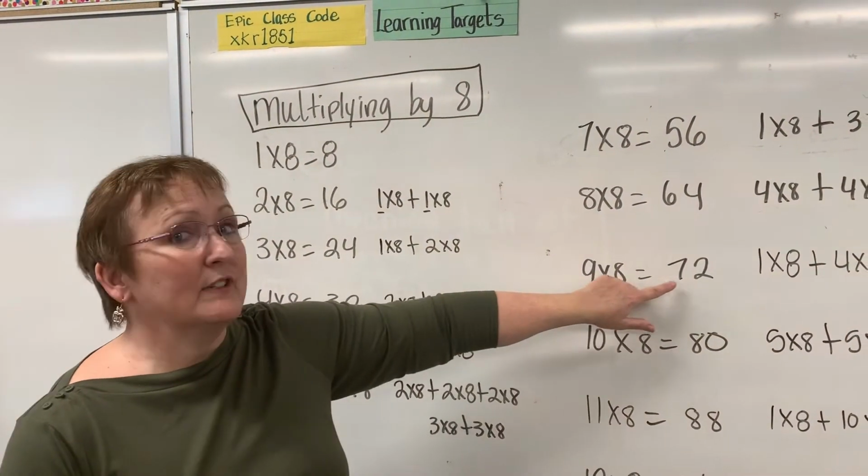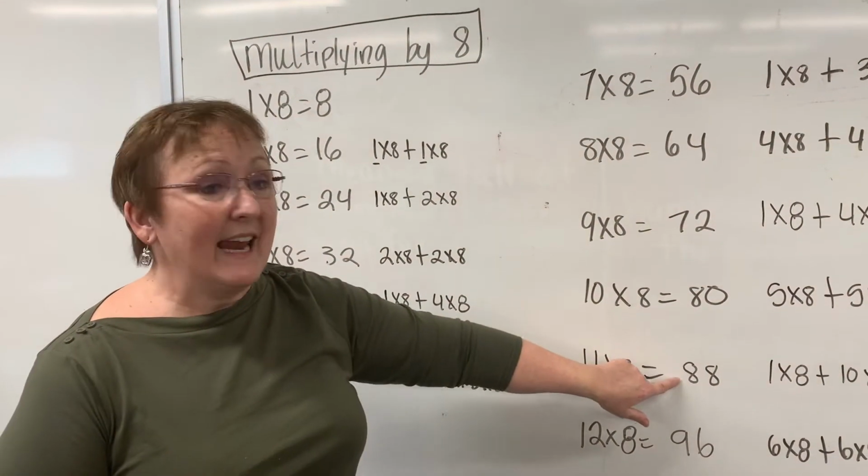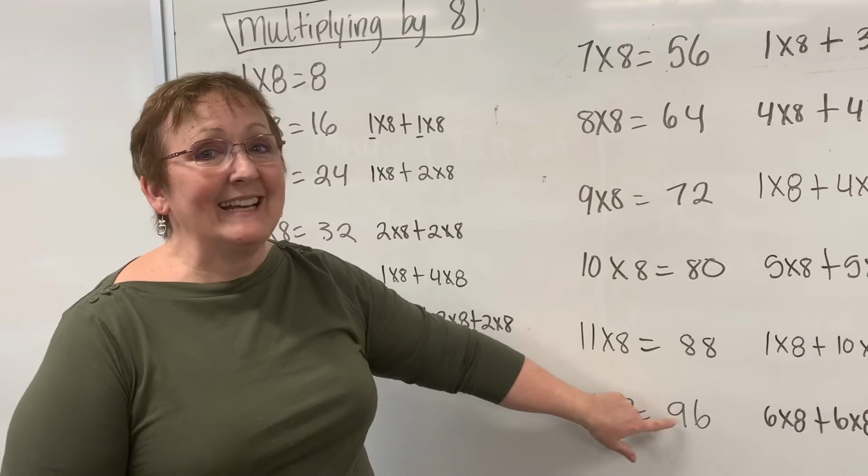9 times 8 is 72. 10 times 8 is 80. 11 times 8 is 88. And 12 times 8 is 96.